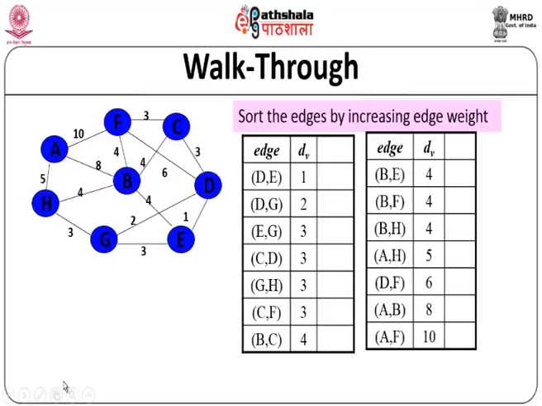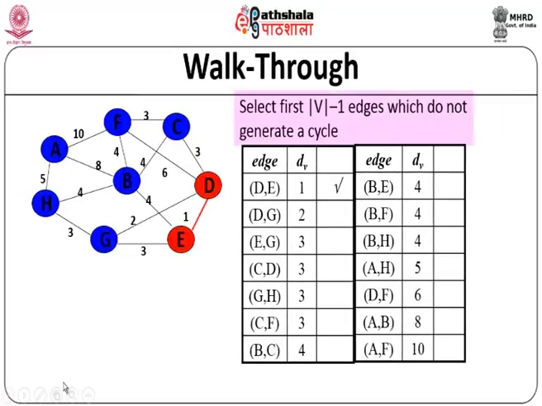So, DE is the minimum edge, DG is the next one with 2, EG is 3, CD is 3, GH is 3 and CF is 3. Here you have 4 edges having the same weight 3, and you have BC, BE, BF and BH, all 4 again having edge weight equal to 4, AH 5, DF 6, AB 8 and AF 10. So, this is the complete graph. This is just a graph representation. The only thing we have done is we have ordered in increasing order of edge weights. It is only a list of edges.